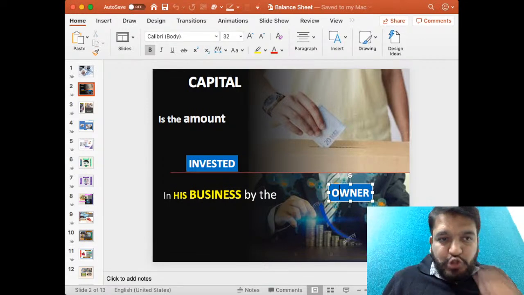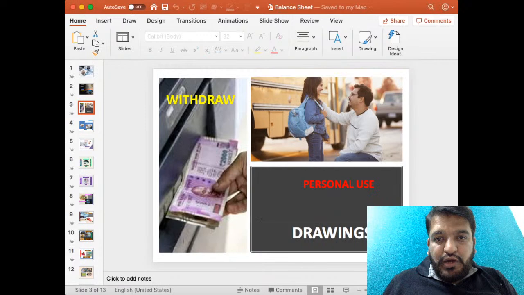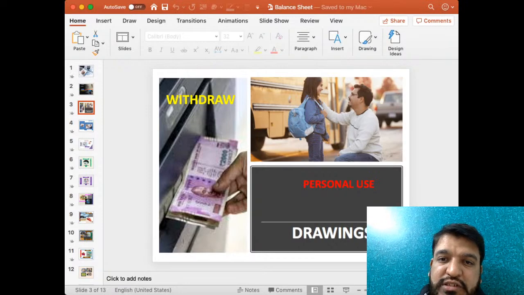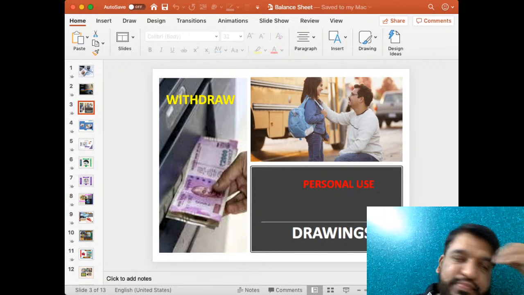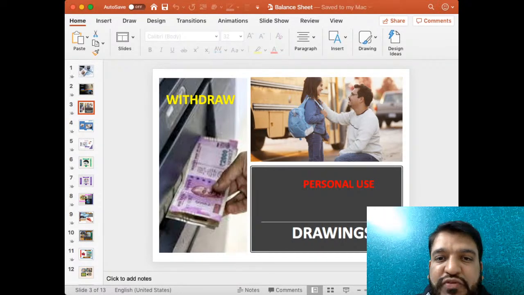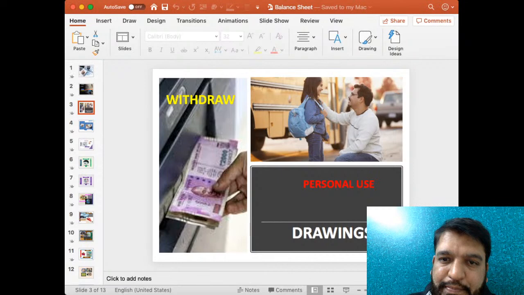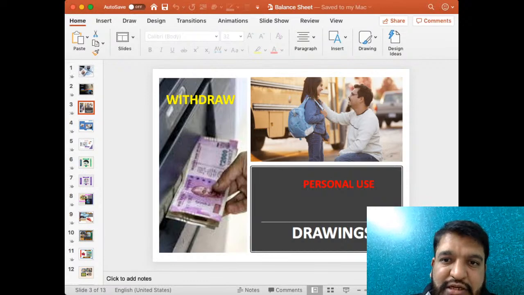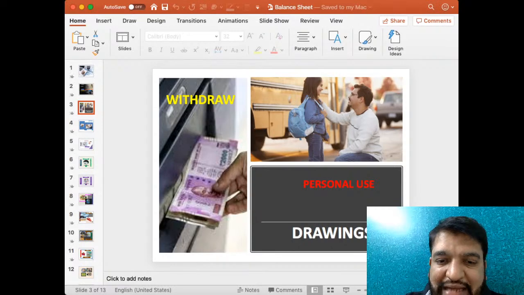I'm sure with this you're clear. Now let's understand the opposite of that. Now let's understand what drawings is. Drawings is what the owner withdraws from the business for his own use. For example, if he wants to pay school fees for his children, or he wants to go on a personal trip with his family, or he wants to buy his clothes. All these are not business expenses. These are his or her personal expenses. So any money he takes from the company, we will consider that as drawings.